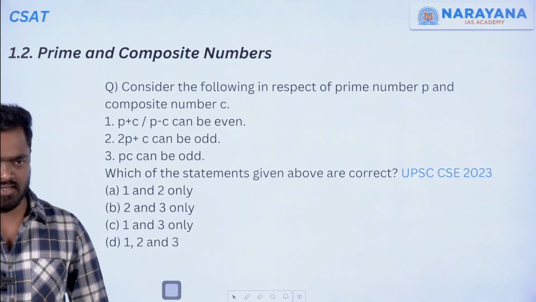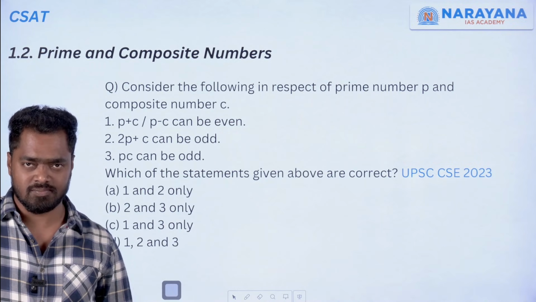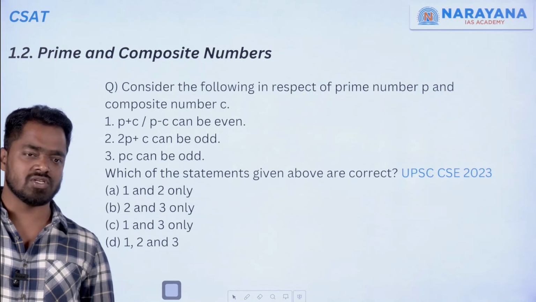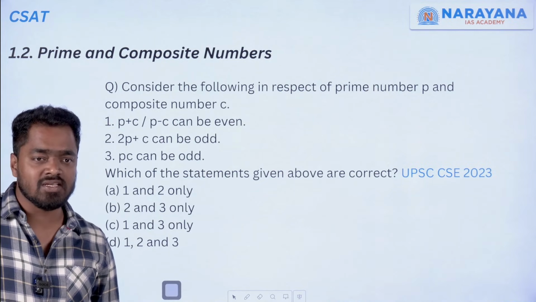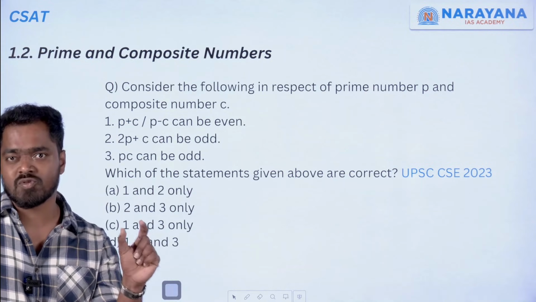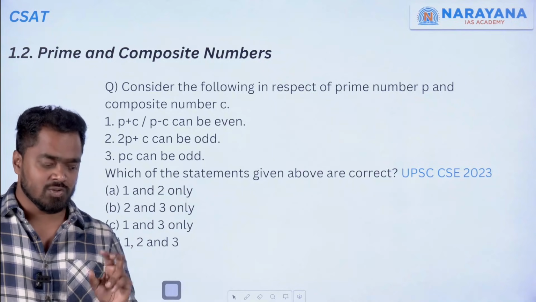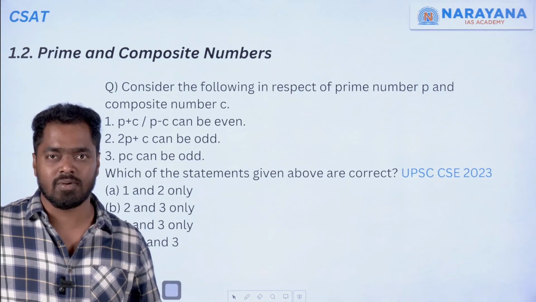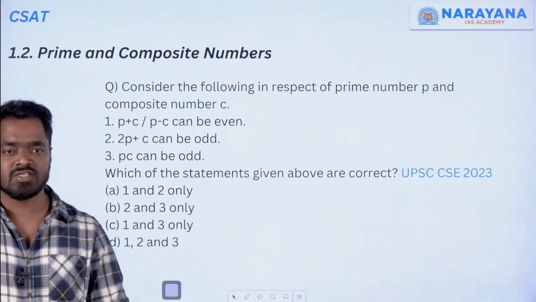So the question reads: consider the following in respect of prime number P and composite number C. So there are two numbers. The first one is P, a prime number, C is a composite number, and they have given three statements. P plus C divided by P minus C can be even. See, in the previous question the word was definitely, so that means there is no possibility. Here the word can is mentioned. So this can and definitely is very important in the prelims examination, even in GS paper 1 or GS paper 2. This can indicates possibility. So please don't forget that.